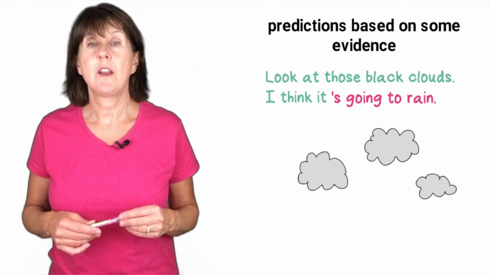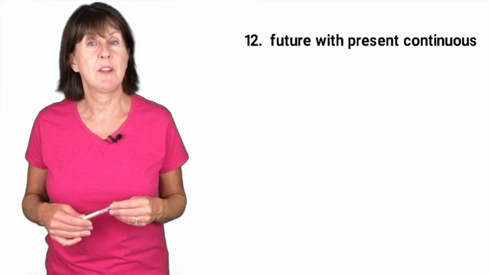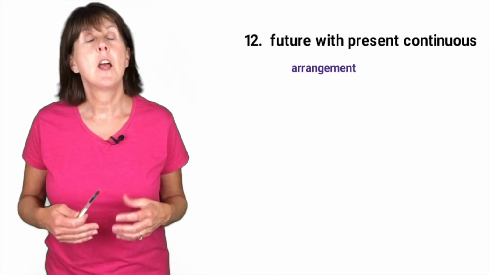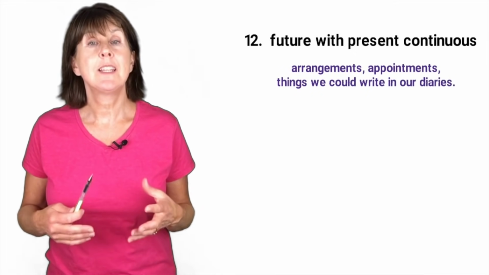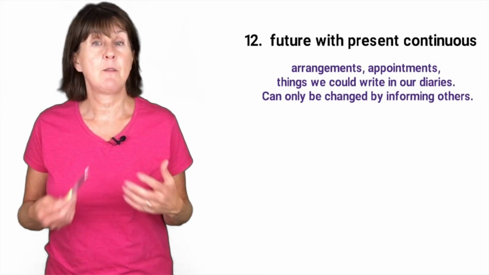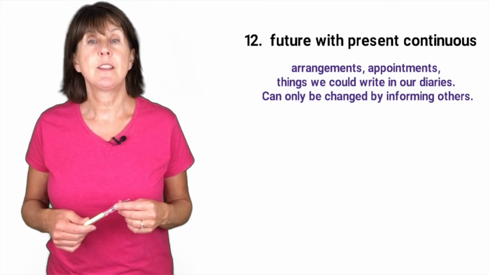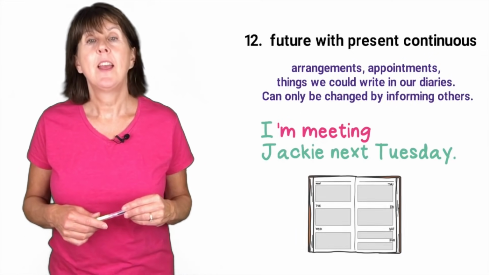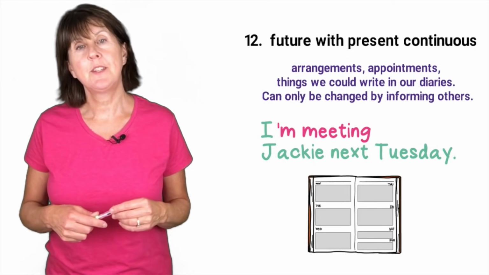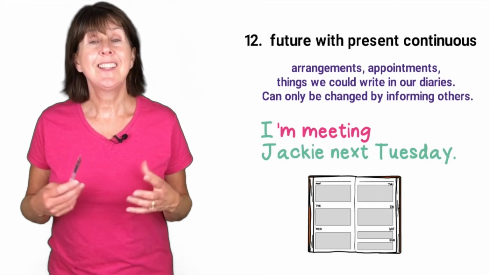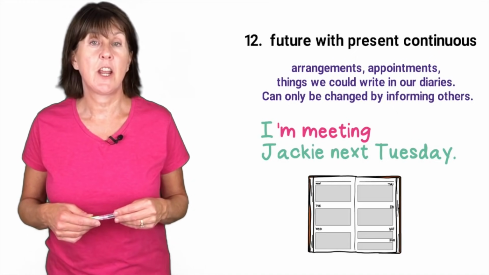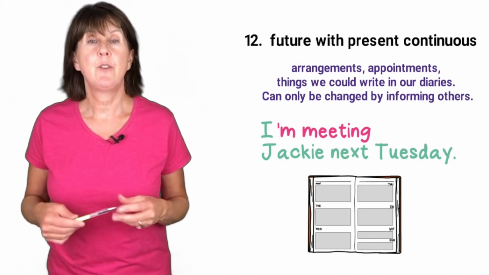The third future we're going to look at is the future with the present continuous. This is sometimes called the diary future, as it's used for arrangements, appointments, things that we could write in our diary, and can only be changed by informing others, so someone else is involved. So for instance, I'm meeting Jackie next Tuesday. Here we have I am, which has been contracted to I'm, meeting Jackie next Tuesday. You have arranged this with Jackie. It's in the diary, and if you wanted to change it, you would have to contact Jackie. So that's the diary future.